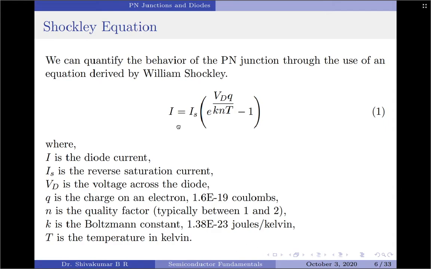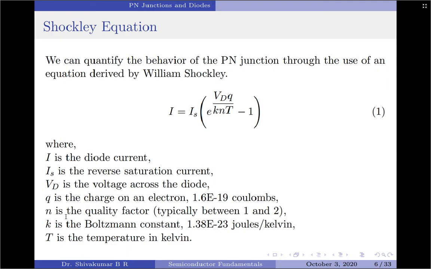where we have the equation given as I, which is the diode current, equal to Is, which is the reverse saturation current, multiplied by e to the power of Vd times Q divided by n K T, minus 1, where Vd is the voltage across the diode, Q is the charge of an electron, which is 1.6 times 10 to the power of minus 19 coulombs.